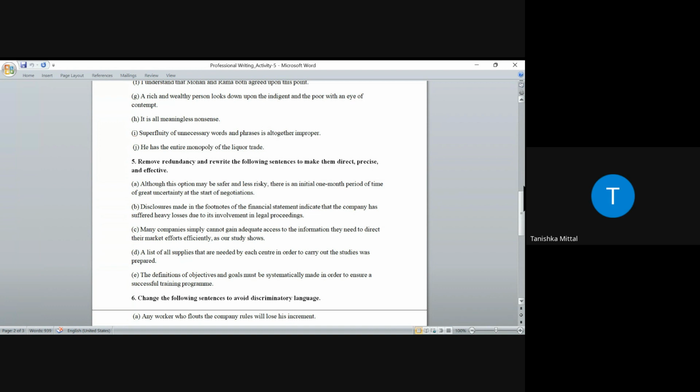Ma'am, we can remove less risky. Sorry? Ma'am, we can remove less risky. Less risky. Although this option may be safer and less risky, correct. You can remove less risky, because either you say less risky or safer, both have the same meaning. Keeping both of them is not giving you any additional points, right? It's not adding anything. So either you keep less risky or safer.